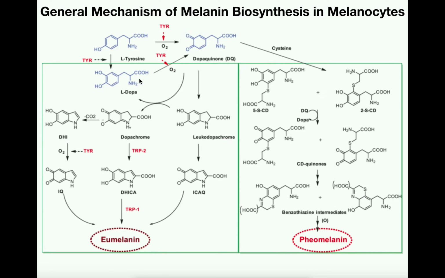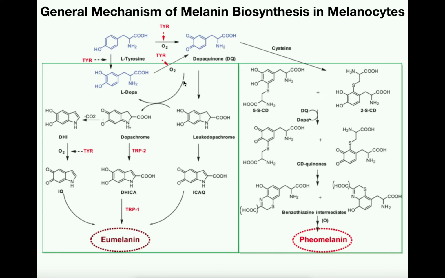Okay? It's also worth noting that this L-dopa molecule can also be converted back to dopaquinone by a second reaction of tyrosinase. Okay? And it turns out that dopaquinone is going to be pretty much the direct precursor to both eumelanin and pheomelanin. And then dopaquinone can be transported into the melanosome, where it can undergo one of two reactions. This reaction going directly downward to convert to leukodopachrome. This is actually done through a simple cyclization reaction.